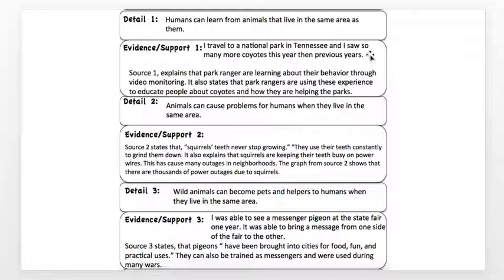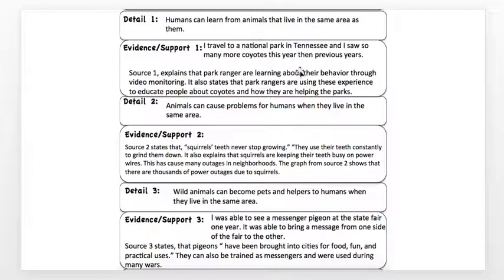So I have personal experience of seeing these coyotes up close and them not being scared of me and there just being a bunch of them in the park. So that was my own thought. And then I wrote down here that from source number 1, and I paraphrased because it was multiple sentences, source number 1 explains that the park rangers are learning about their behavior through video monitoring. It also states that the park rangers are using these experiences to educate people about coyotes and how they are helping the parks. So this is a way that humans can learn from them, that we can learn about their behaviors and how they're actually helping, and we can help to teach people, just because there's coyotes everywhere, it doesn't mean it's a bad thing.